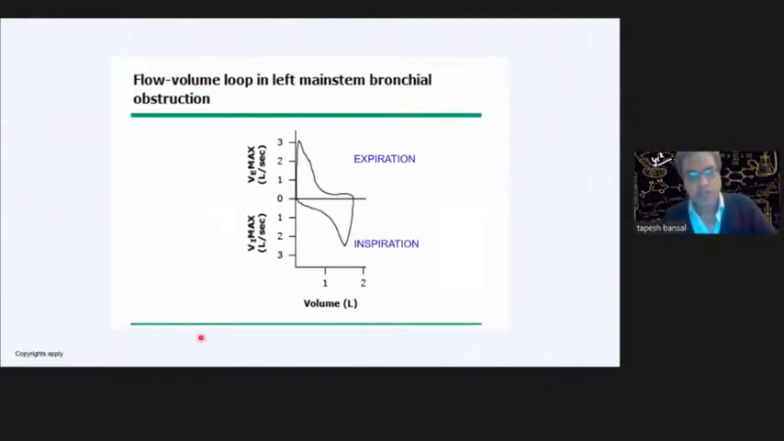Now this is to show you another flow volume loop, and this is main stem bronchial obstruction. And this is here what I showed you. This is an expiratory scooping, which I talked about earlier. Now here the point is there is scooping in the inspiratory flow also.